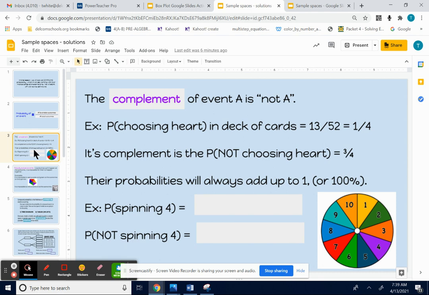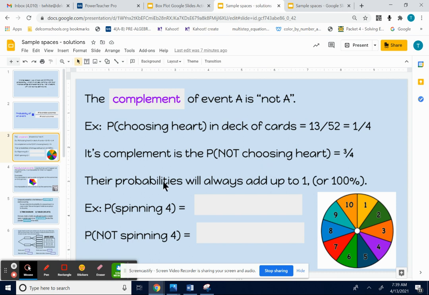For example, the probability of choosing hearts in a deck of cards would be 13 hearts over 52 total cards. That reduces to 1/4. The complement would be the probability of not choosing hearts. That would be 3/4. The trick is the probabilities will always add up to 1 or 100%. 1/4 plus 3/4 is equal to 1.